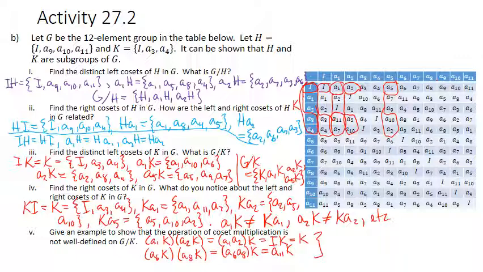But the big problem here is that K is not equal to A11K. Those are 2 different cosets. So we multiplied together the same 2 cosets here and here, but the answer that we got is not the same. So that's a huge problem. So this operation is not well defined on G mod K.